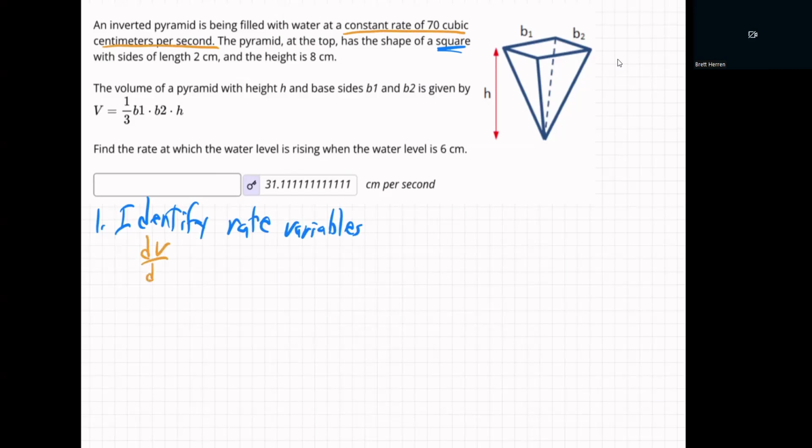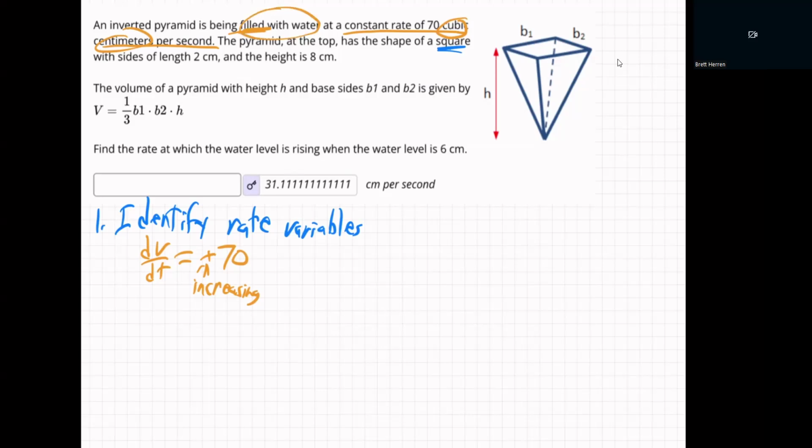That's a volume rate. How do I know? And it's a plus 70 because it's being filled, it's an increase. Plus always means increasing. It's cubic centimeters. Cubes are three-dimensional: length, width, and height. It's volume. Plus it's how much water, it's volume.